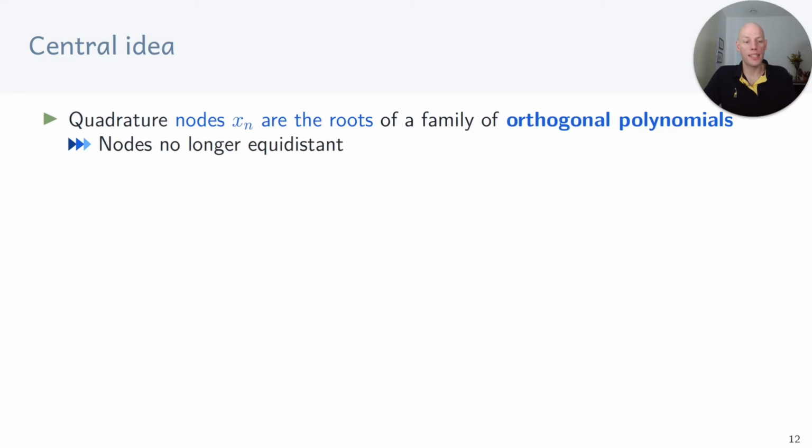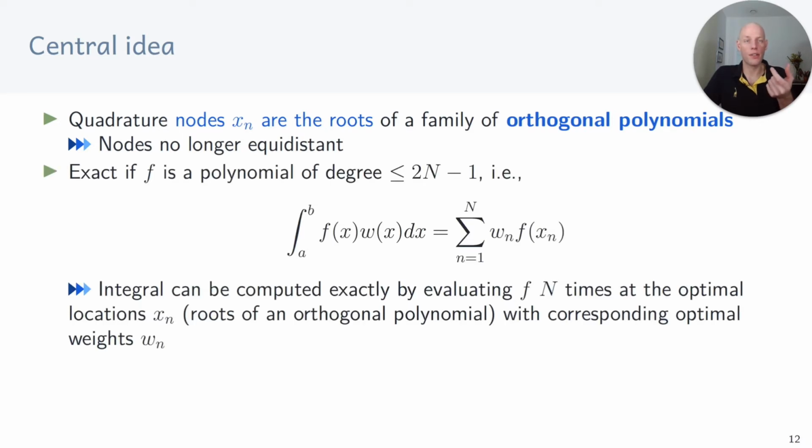Gaussian quadrature is exact if the underlying function is a polynomial of degree 2n-1, where n is the number of nodes. That means that the integral can be computed exactly by evaluating f only n times at the optimal locations x_n, with corresponding optimal weights. That gives us a higher accuracy than Newton Cotes for the same number of function evaluations, but with some additional memory overhead.